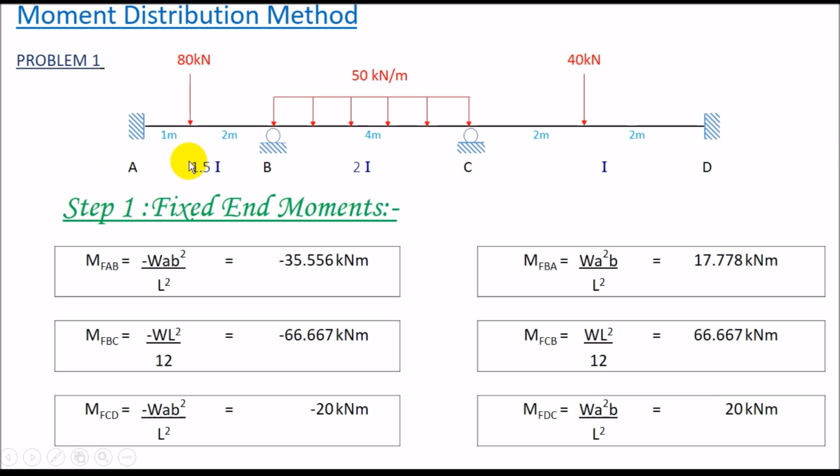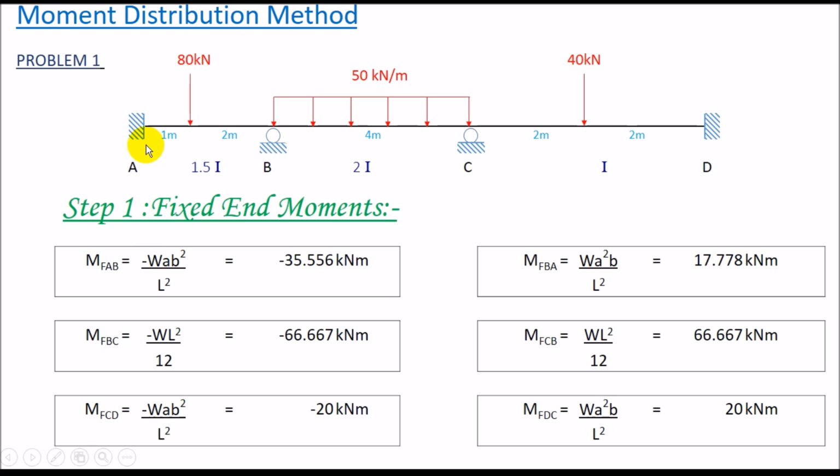That is the reason we find fixed end moments, because any load that is applied between two joints will produce moments equal to fixed end moments, because this joint is already fixed. I'm considering it as fixed. That's my primary assumption, right? So the moment that would be produced would be fixed end moments. So let us start with our step 1, that is finding fixed end moments.